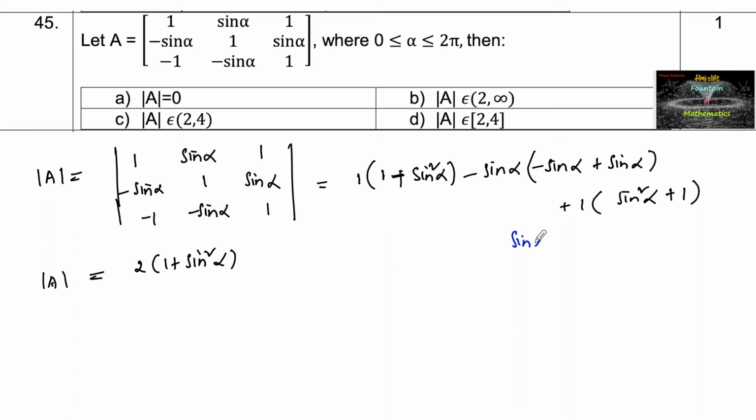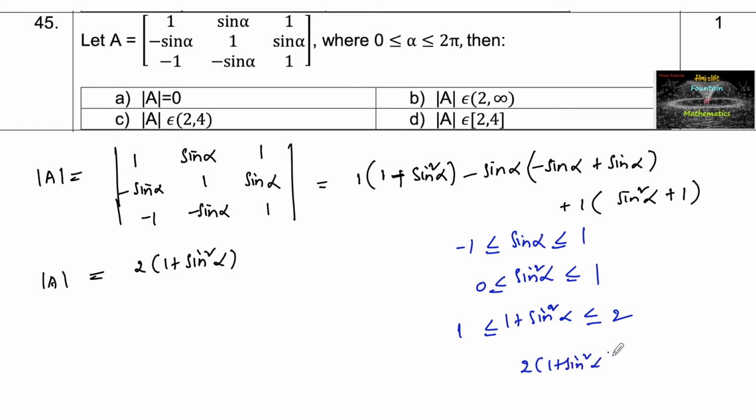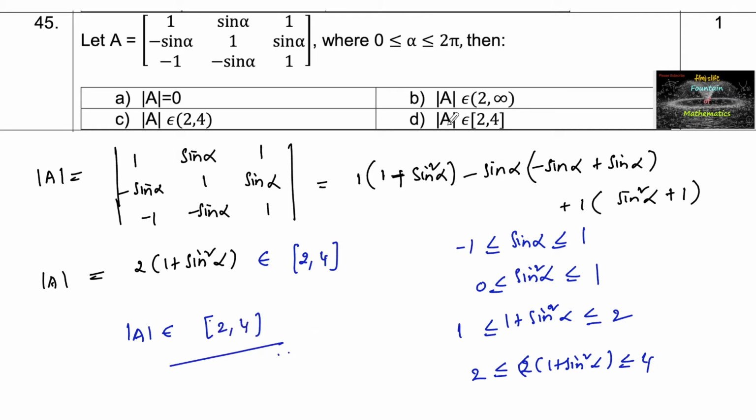Since we know that sin alpha lies between minus 1 to plus 1, the range of sin alpha is minus 1 to 1, so sin square alpha will be lying between 0 and 1 including both, and then adding 1, 1 plus sin square alpha lies between 1 and 2, and then 2 times of 1 plus sin square alpha, multiplying the inequality with 2, so we'll have 2 and 4, so we can say that 2 times of 1 plus sin square alpha is lying between 2 and 4, which belongs to closed interval 2 comma 4, so therefore determinant of A belongs to closed 2 comma 4, so option D is the answer.